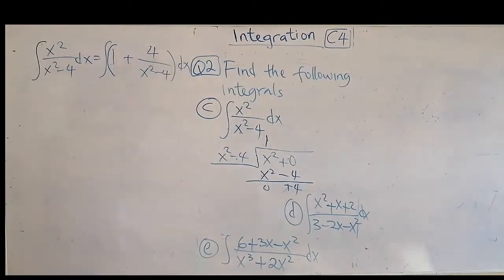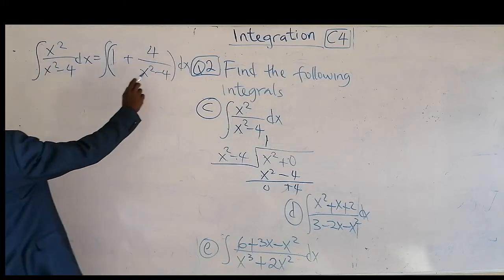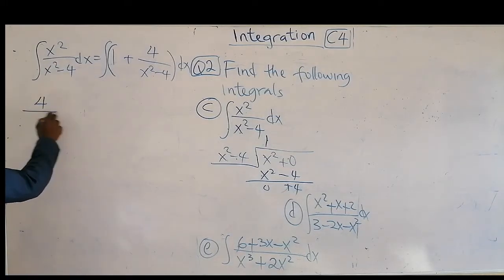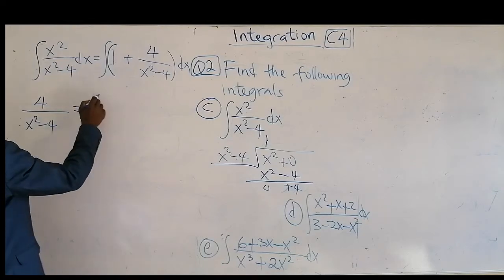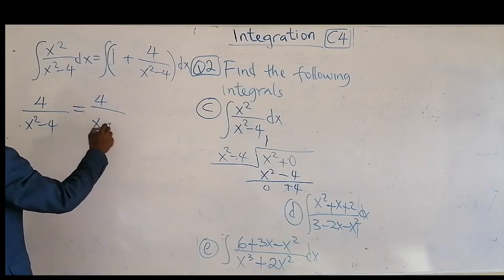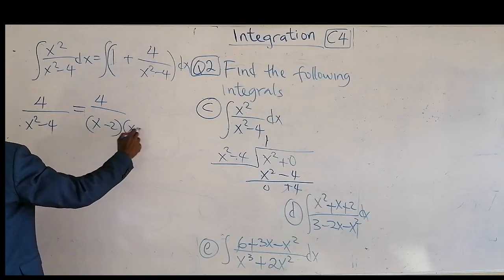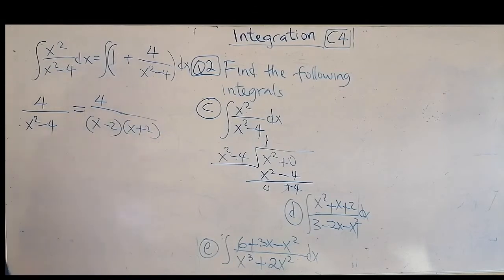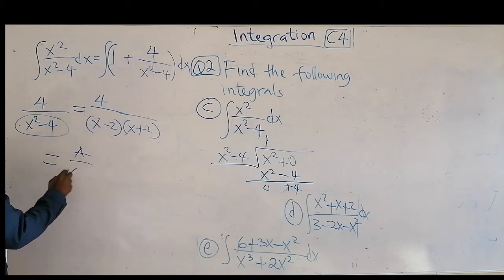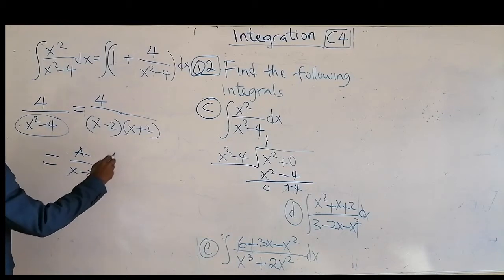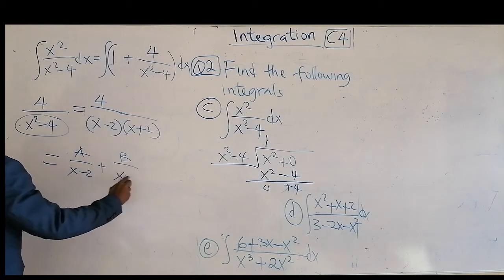Close your brackets. Then you can take this one out, 4 over x squared minus 4. So this one is equal to 4 over x minus 2, x plus 2. So this is a difference of two squares. So to give this, we now have A over x minus 2 plus B over x plus 2.